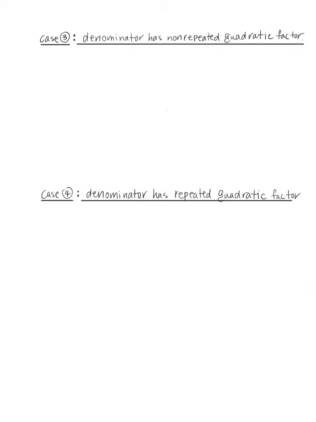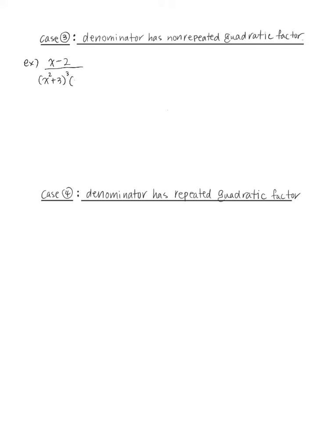Alright, let's look at case 3. The denominator has a non-repeated quadratic factor. Quadratic means degree of 2. So I'm just going to make something up. Let's go with a little example. Suppose I have x minus 2 all over x squared plus 3 to the third.